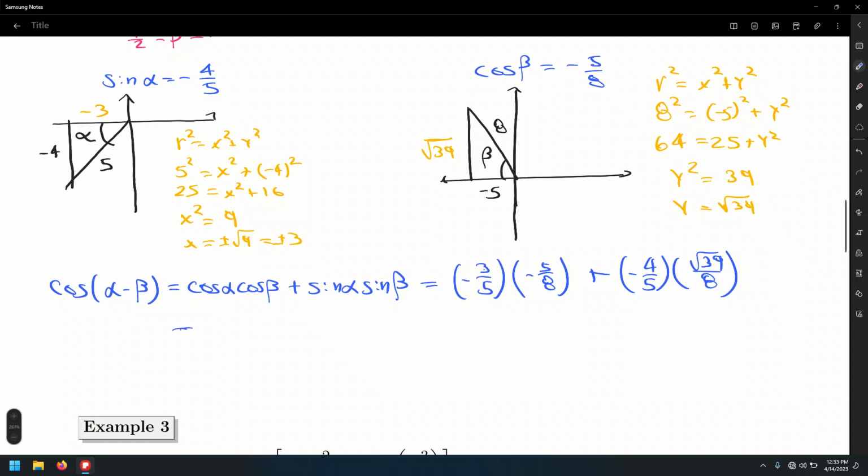That is 3 times 5, which in this case is 15/40, plus 4 times root of 39, or rather minus 4 root of 39, and divide that by 40 also. Since we have the same denominator, how about we combine this into a single fraction? 15 minus 4 root of 39, over 40.